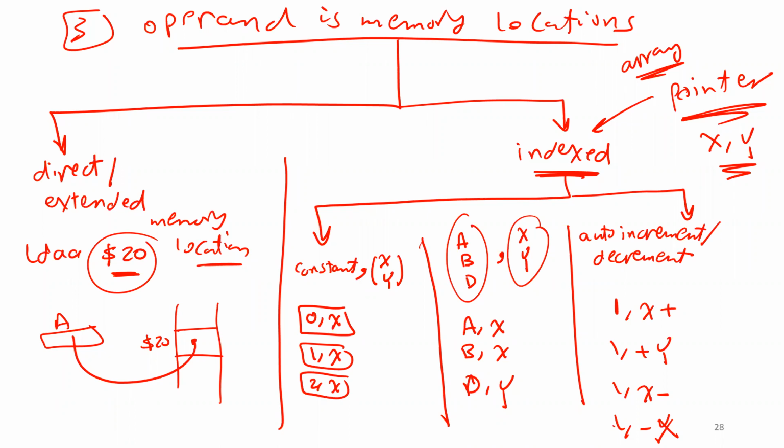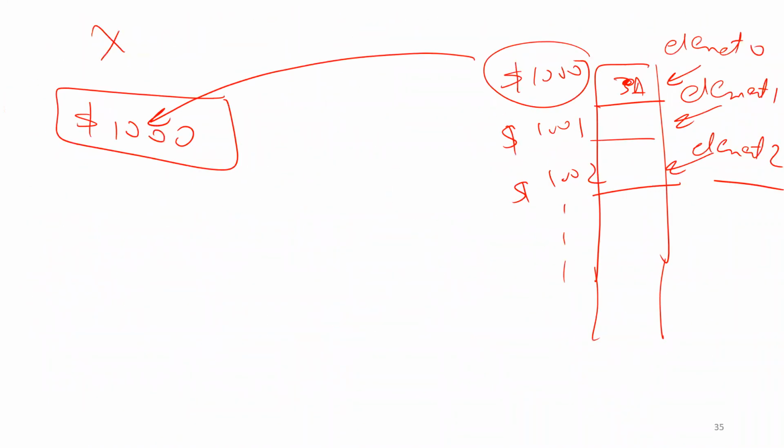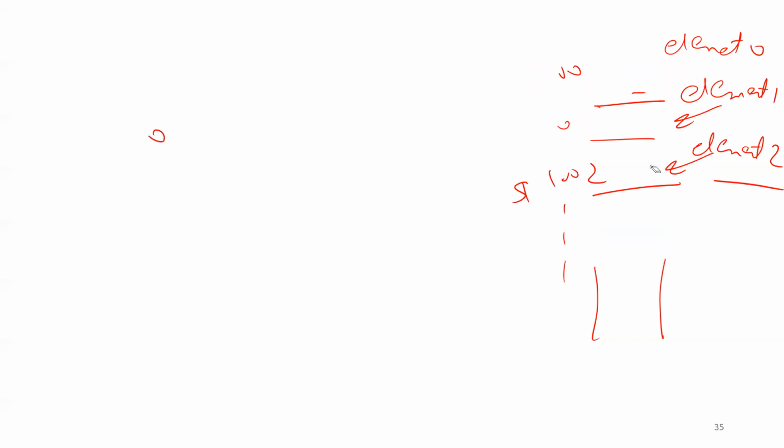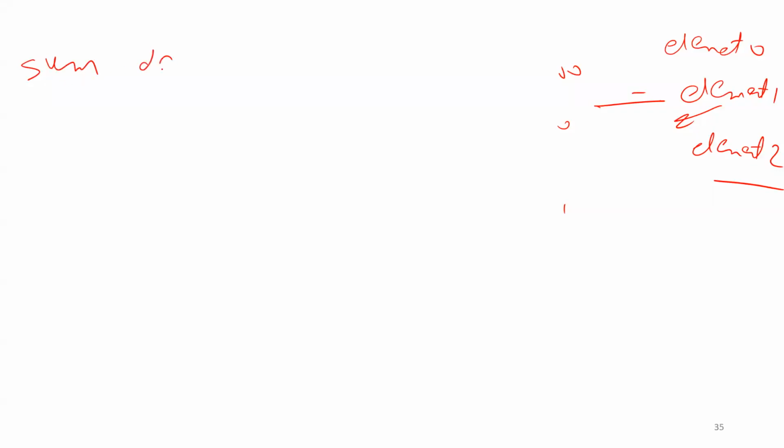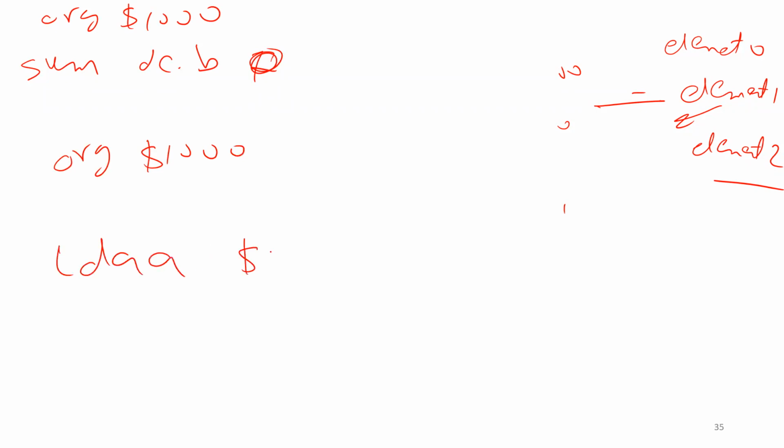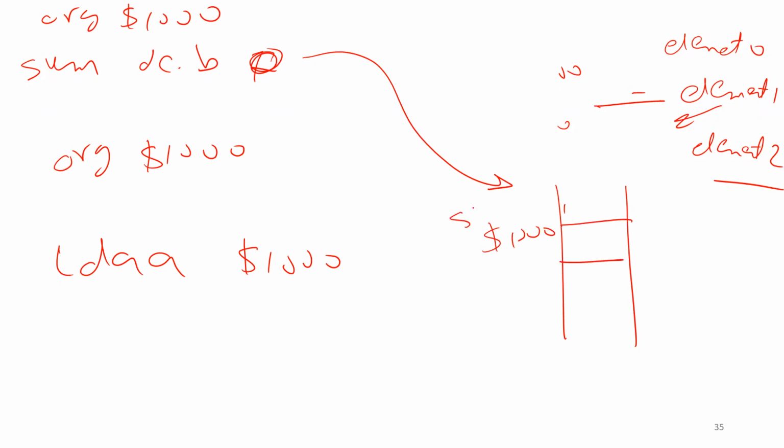By the way, before I forget, guys, let me tell you something here. If I do something like that, as we did in the last lab, I can say sum dc.b org 1000. Please understand what I'm saying now. Sum dc.b 7, for example, or 0, as we did last time. When I say load register A 1000, I told you last time that I'm going to call location 1000 sum.